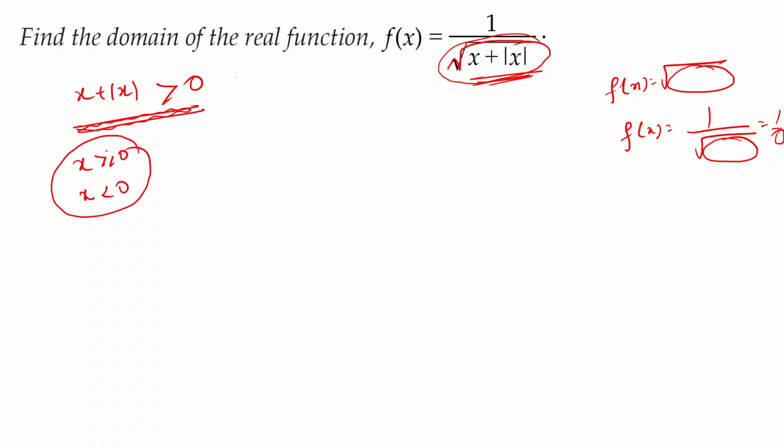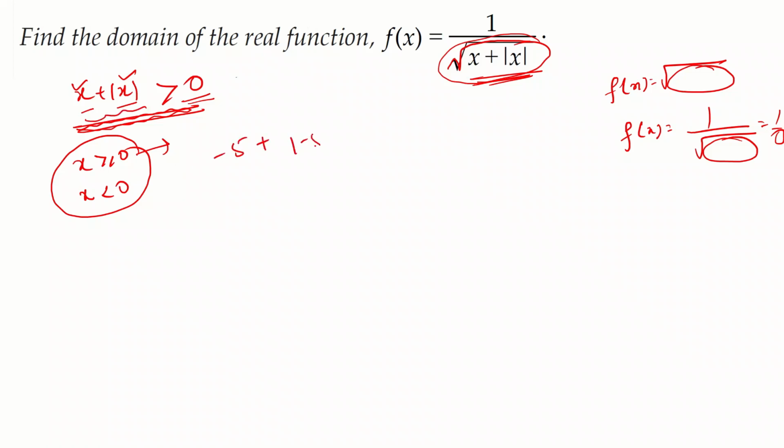Think of any positive value. If you take any positive value, say for example you take 2 plus mod 2, you'll be getting 4, right? So that is greater than 0, so that is acceptable. Similarly, any positive value will be acceptable. But what if you take any negative value? If you take any negative value, then what will happen? So suppose you take -5, what will happen to this?